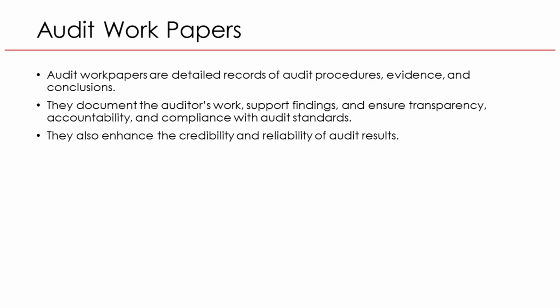Audit work papers are the notes, evidence, and documents an auditor gathers during an audit. They show exactly what was checked, how it was tested, what evidence was found, and what conclusions were reached. Think of them as the audit's evidence file that supports every statement in the final audit report. Work papers include planning documents, test results, screenshots, reports, emails, and summaries of interviews.